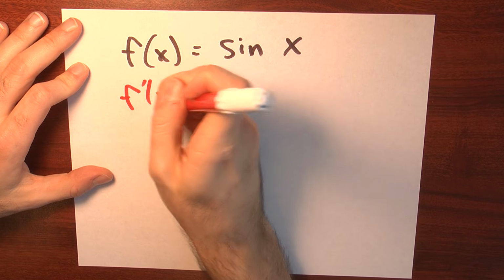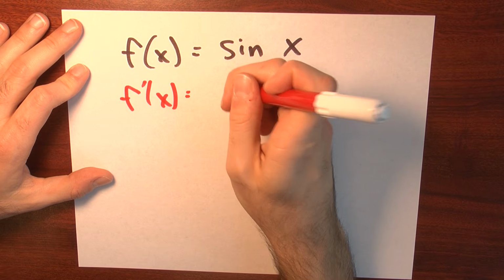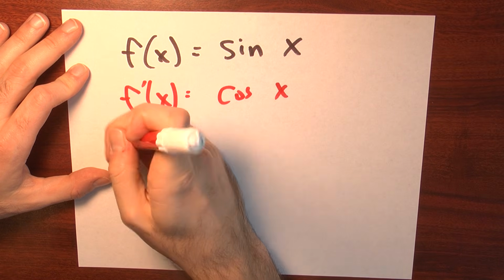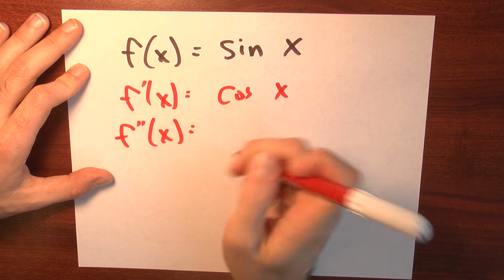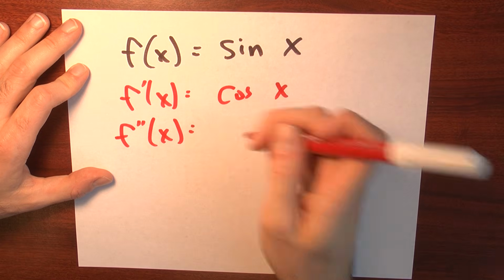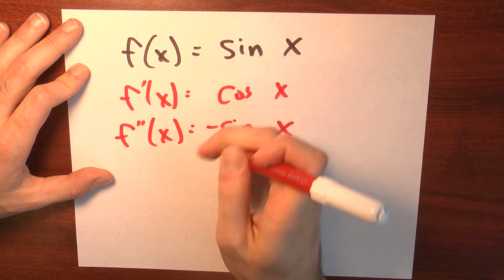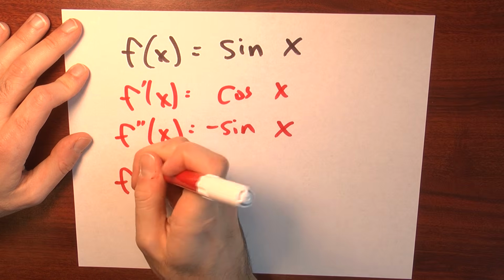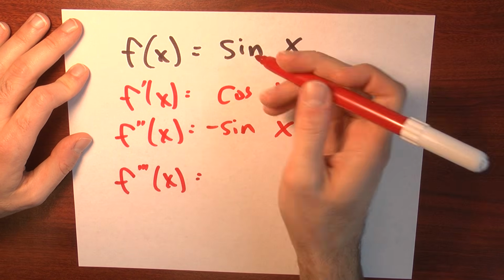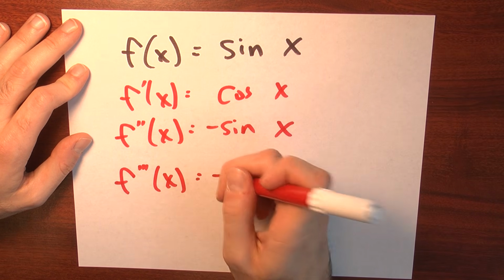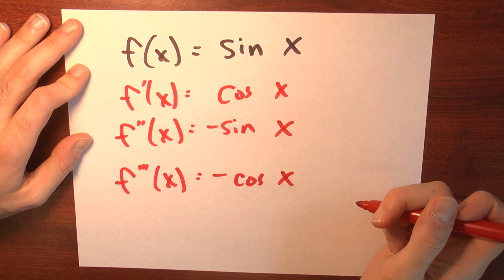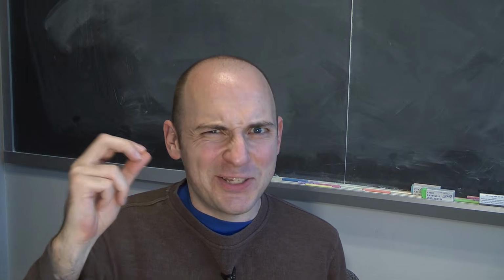So the derivative of sine is cosine. The second derivative of sine, the derivative of cosine, is minus sine. It's a bit of a joke. What's the third derivative of sine? Well, that's the derivative of minus sine. That's negative cosine x. Now let's evaluate those at 0.